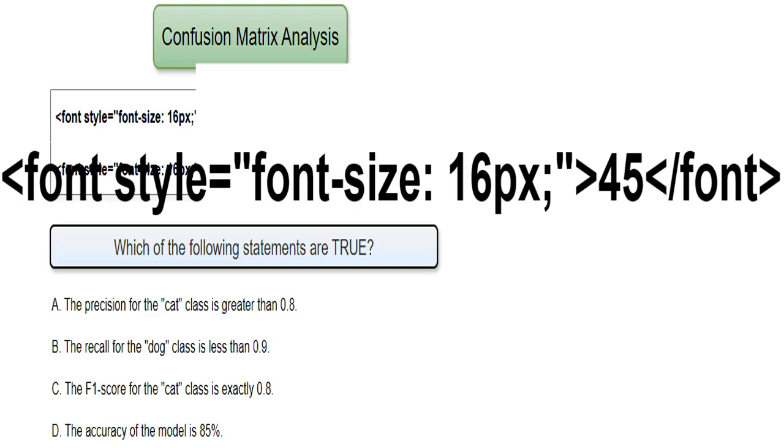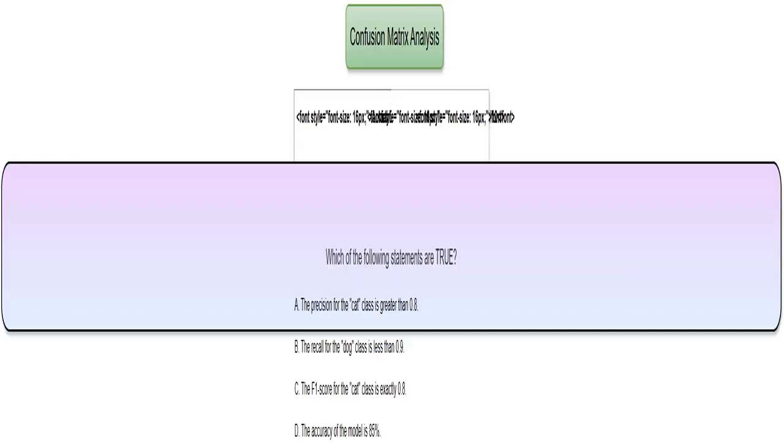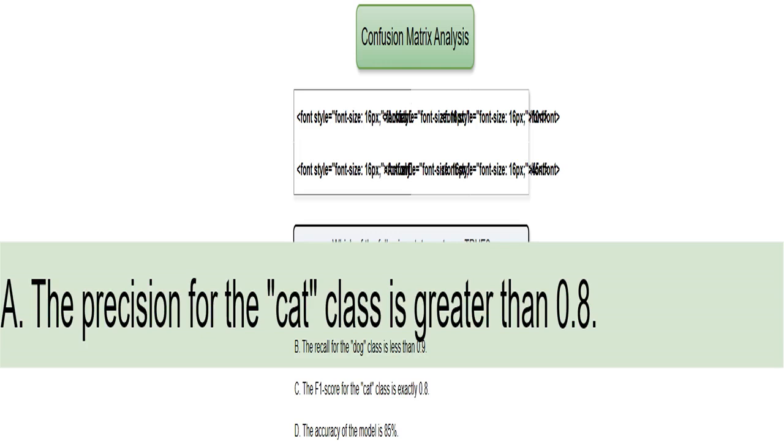true positives for dogs. This is the question that asks you to determine which statements are true based on your calculations from the confusion matrix. It checks your understanding of the metrics. This statement checks if the precision of the model's cat predictions exceeds 0.8. Precision is calculated as true positives for cats plus false positives for cats.